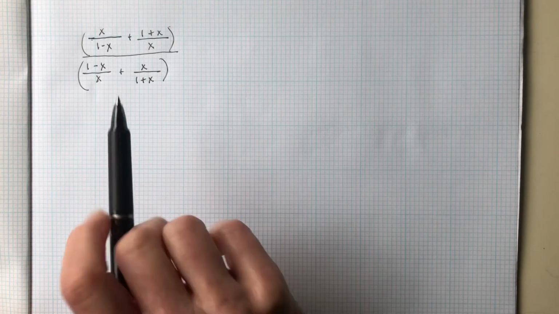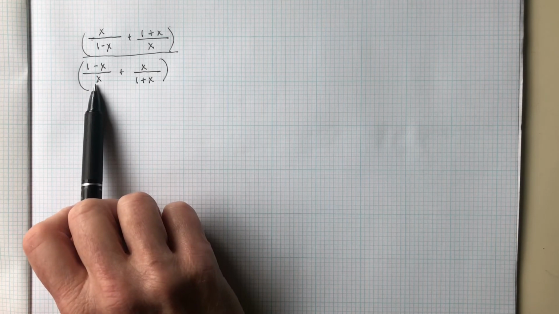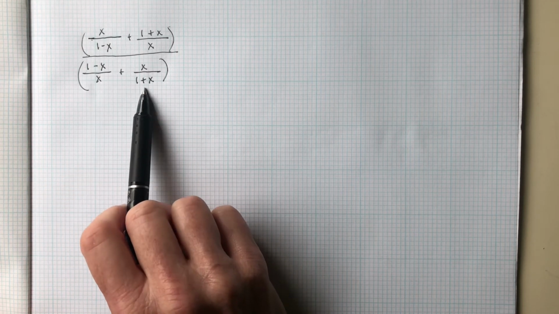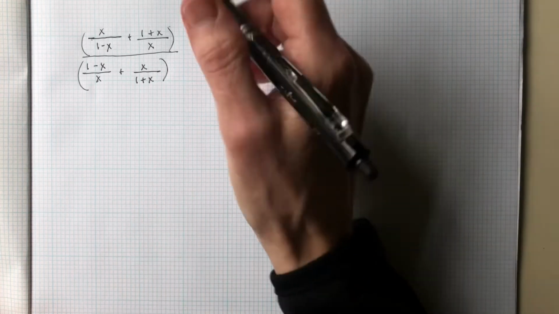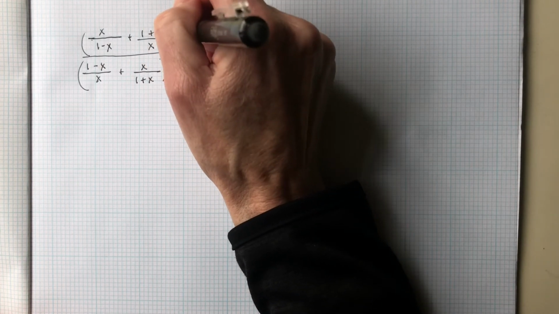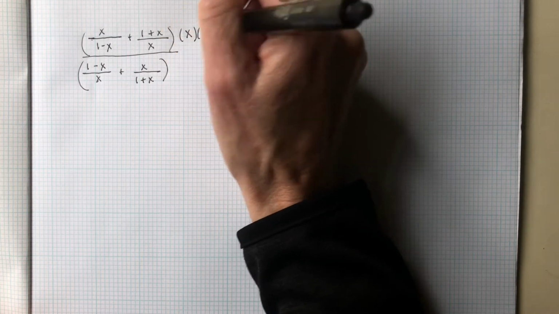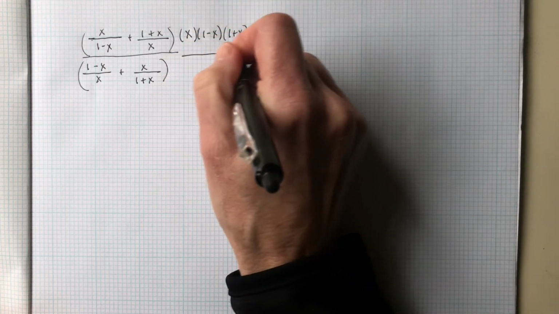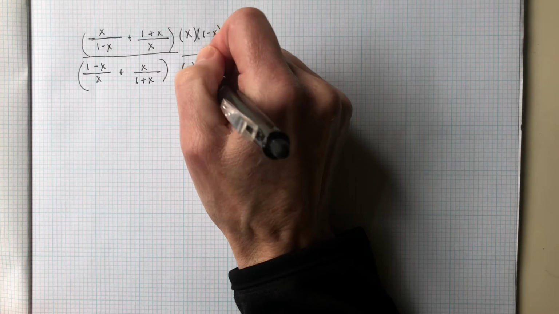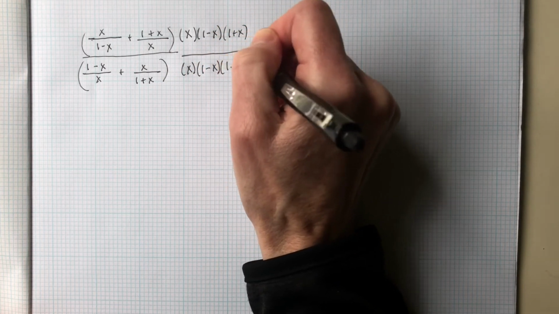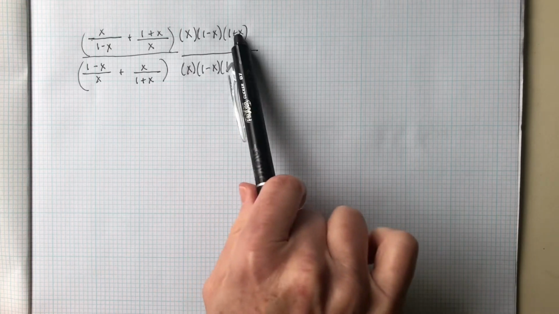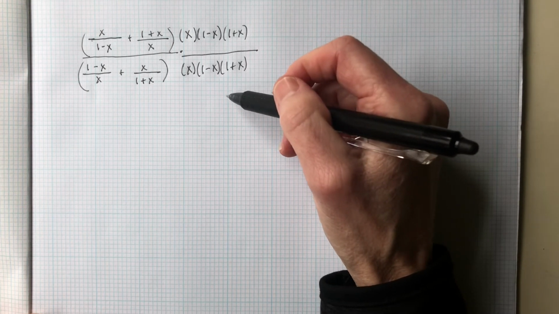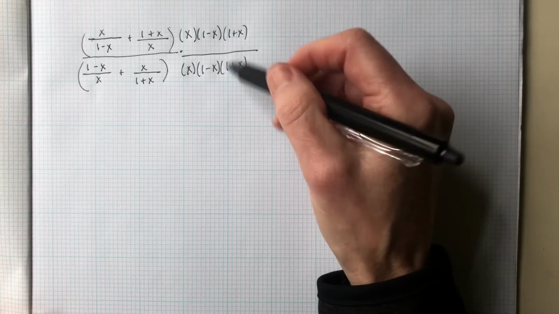So this one has a factor of x, and so does this one. This denominator has a factor of 1 minus x. This denominator has a factor of 1 plus x. So everything will need to be multiplied by x times 1 minus x times 1 plus x. And we do the same to the bottom. Because recall that if we multiply by something over itself, that's just equal to 1. And so it's not going to change the expression, it's just going to make it in a different form.